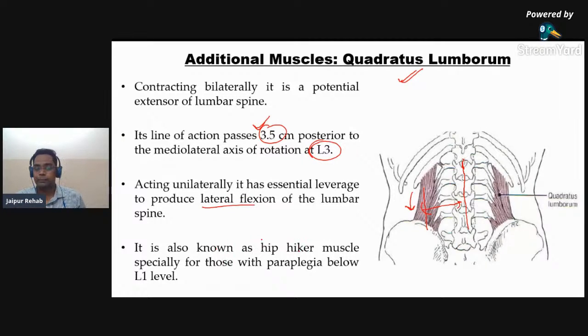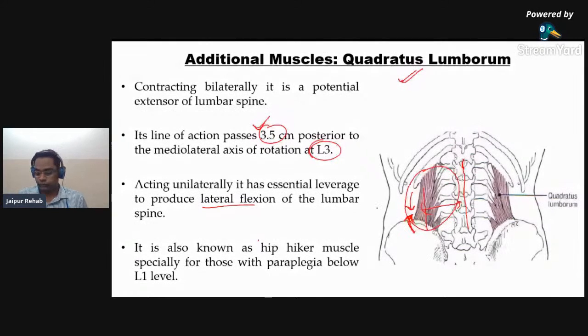It is also known as the hip hiker muscle, because if your contralateral side gluteus medius is not working, this muscle can contract and lift the pelvis superiorly. Okay, so this can also act in cases of hip hiking. It is also known as the hip hiker muscle, especially in those with paraplegia below L1. Because at L1 this is being spared, so this can act for your gluteus medius.